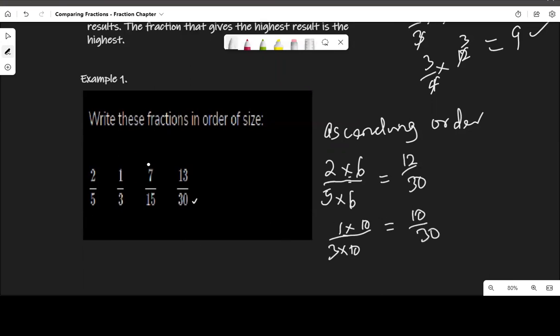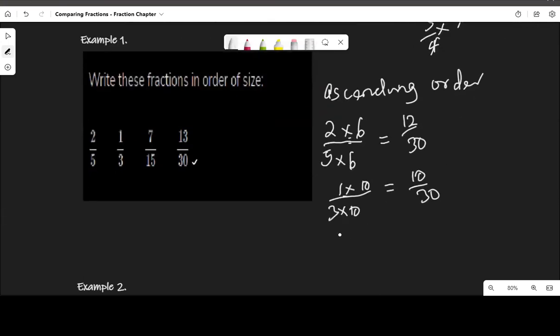Then for the third fraction, 7 over 15. What will I multiply 15 by to get 30? That should be 2. I need to multiply the numerator also. So I have 14 over 30.